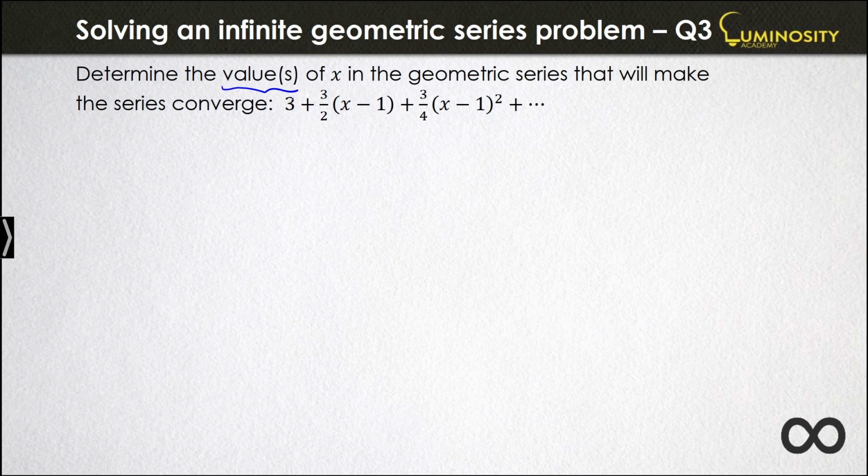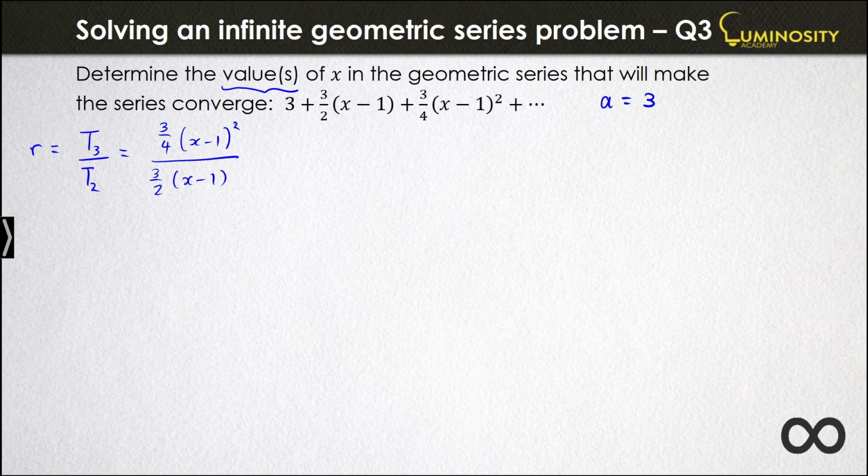So we have 3 plus 3 over 2 times (x minus 1) plus 3 over 4 times (x minus 1) all squared plus and so on. So let's see that this is geometric, right? The first term a is 3. How do I find the common ratio? I'm going to use common ratio equals t3 divided by t2. In that case, it's 3/4 (x minus 1) all squared divided by 3 over 2 times (x minus 1).